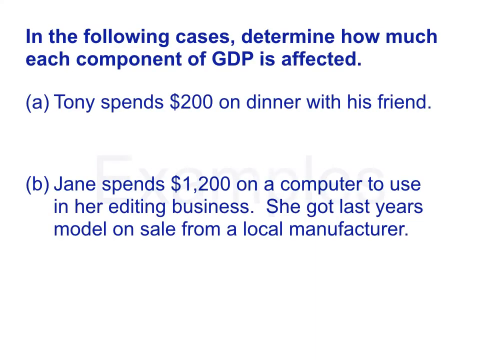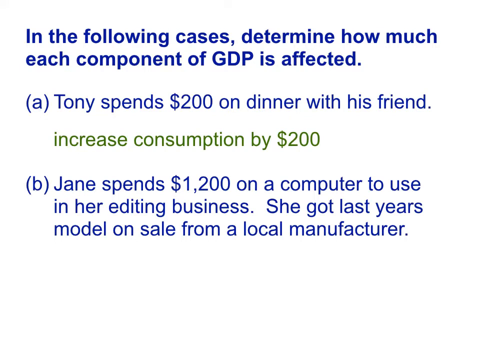So let's do a couple examples here. I want to know which components of GDP are affected and by how much. So I've got Tony who spends $200 on dinner with his friend. Well, in this case, we're going to see an increase in consumption by $200. So, of course, that means GDP is going to be increased by $200. Okay, notice that I've talked about the component. What do I mean by component? Well, consumption, investment, government expenditure, or net exports.